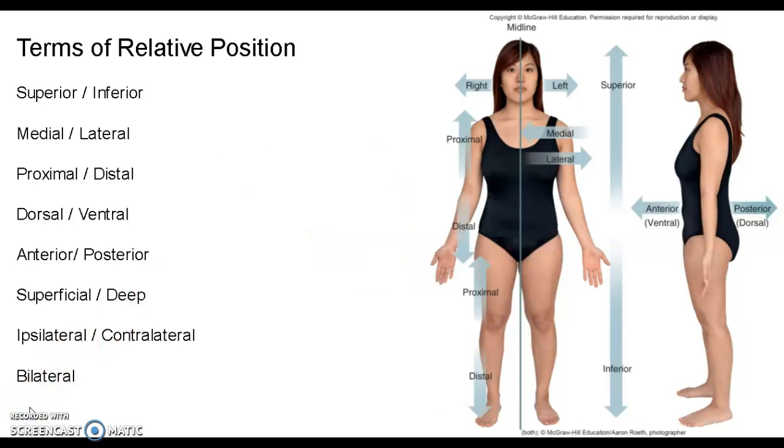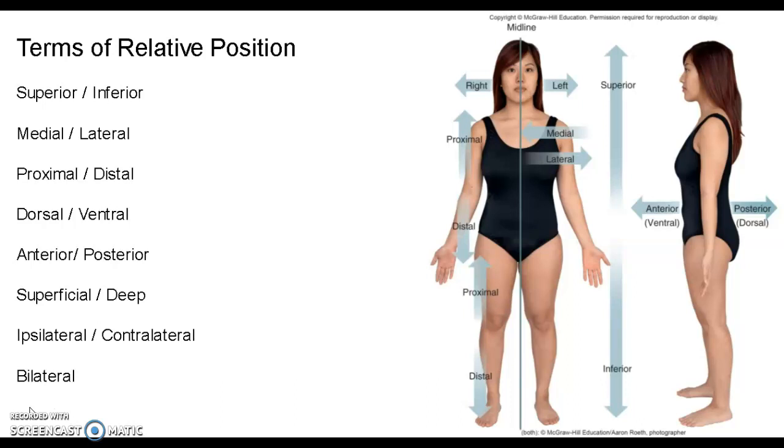Superficial versus deep. Superficial means closer to the skin, and deep means more internal in the body. So, for example, your muscles are superficial to your bones. Your bones are deeper in your body compared to your muscles. Another example would be your spinal cord is deep compared to your vertebrae. Vertebrae are bones that are along your back, and the spinal cord is inside of those bones, so those would be deeper.